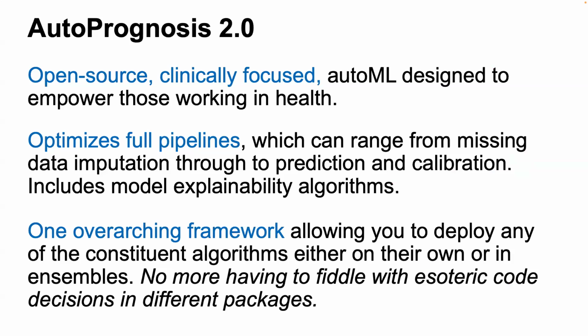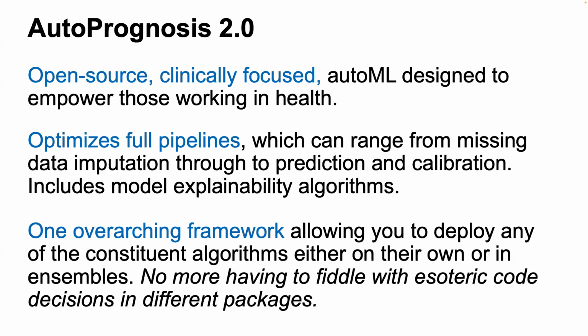Coming back to the lab, Mahela's team have built something called Autoprognosis 2.0, which solves some of these problems for you. It's an open source, clinically focused automated machine learning package. It optimizes full pipelines, but you can actually turn off that full pipeline. So if you only need it to iterate through the different types of machine learning algorithm, you could do that.